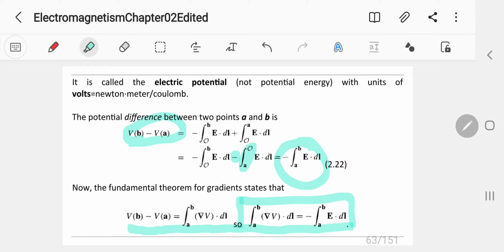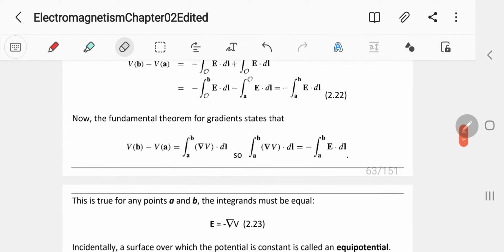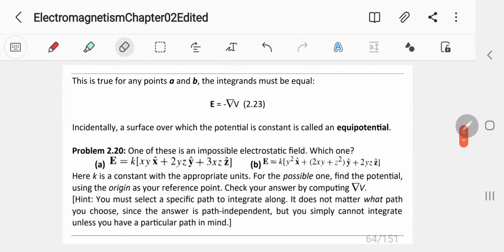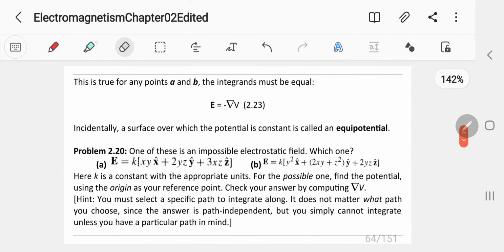So the gradient of the potential being equal to the electric field comes really from the fundamental theorem of gradients, which is this one here. Now proceeding, we have this now.